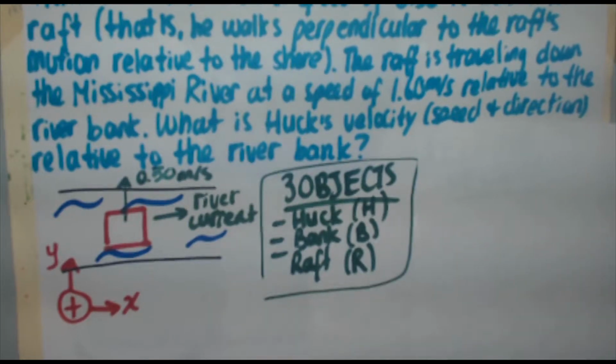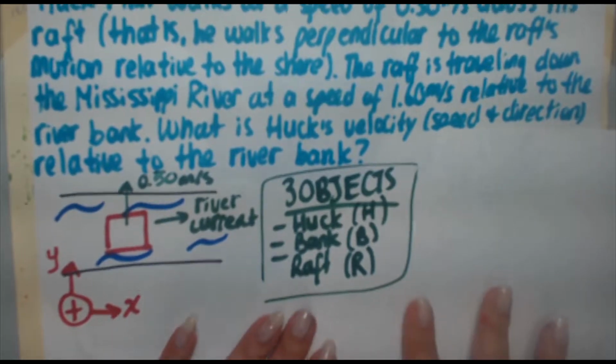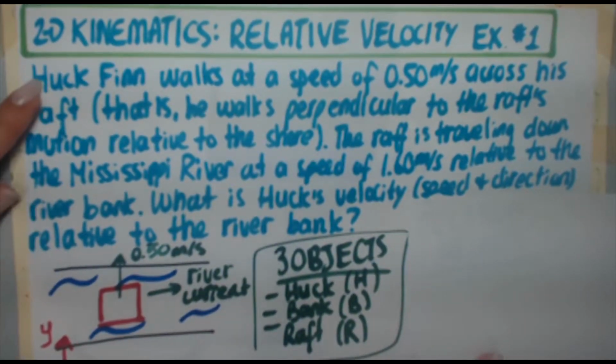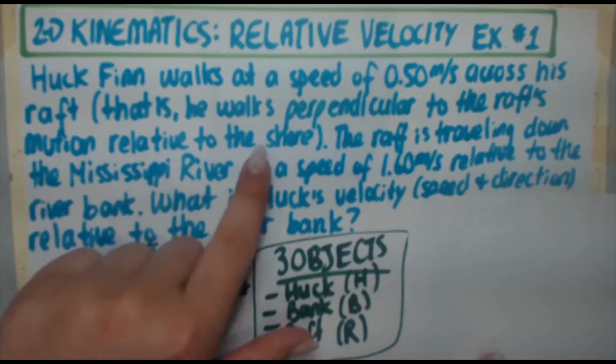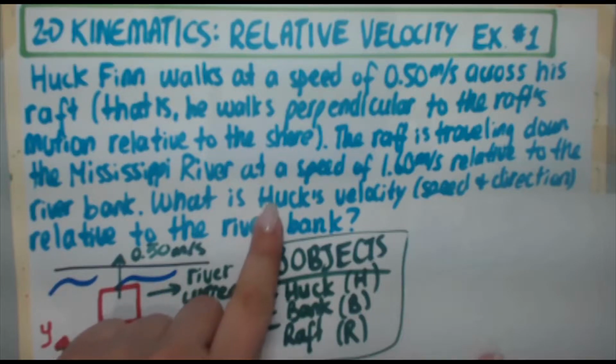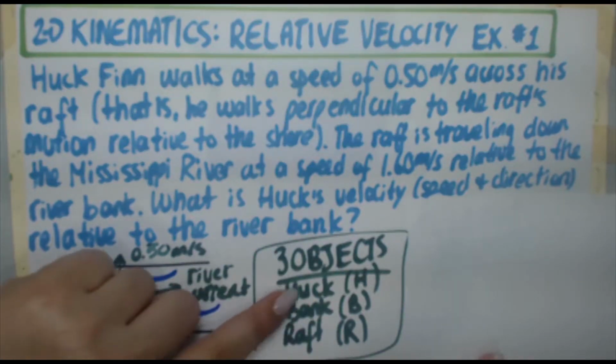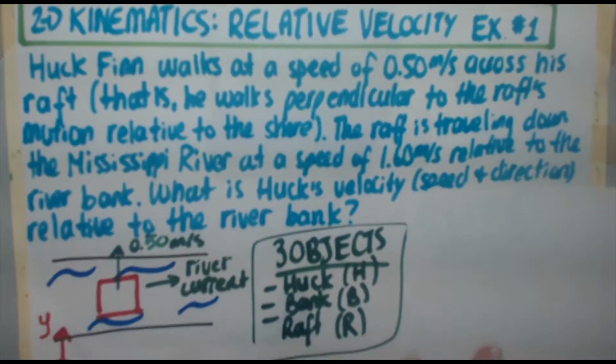How do you determine those letters? Well, it's in the problem itself. Huck Finn, obviously he's the one walking, so he has to be one of the objects. He's walking across his raft, so that's another object, and it's relative to the shore, so the bank has to be the third one. Not to mention, the actual question is asking you for Huck's velocity relative to the bank. H relative to B, that's what we're looking for.